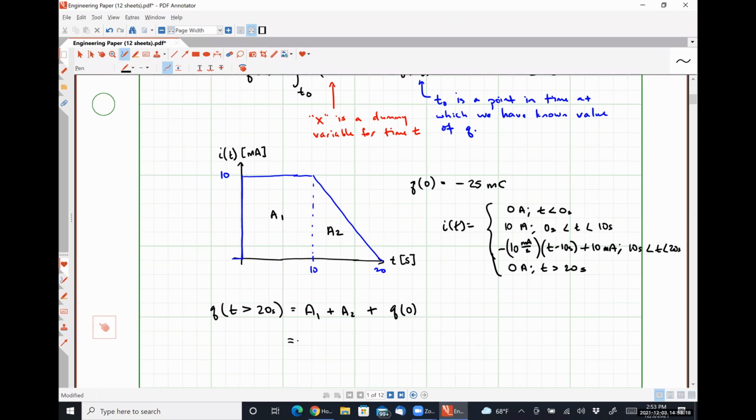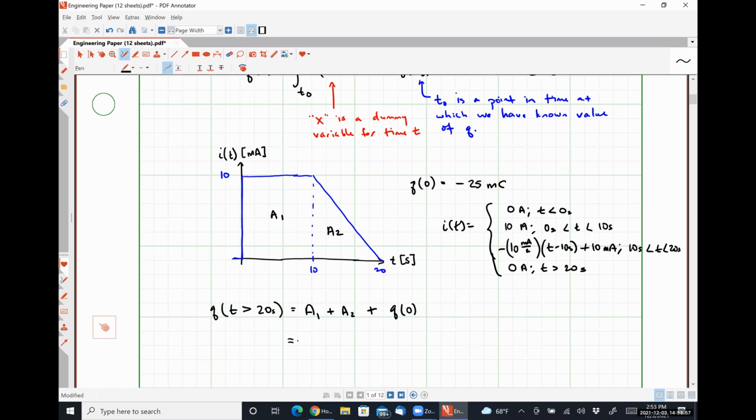Yes. No, that's a good question. So I'm doing t greater than 20 seconds because I'm accounting for all of the charge that's being accumulated while this current is on. So if I did it at a time less than t is equal to 20 seconds, the amount of charge would still be changing, because the current hasn't settled back down to 0. Does that make sense? Okay.